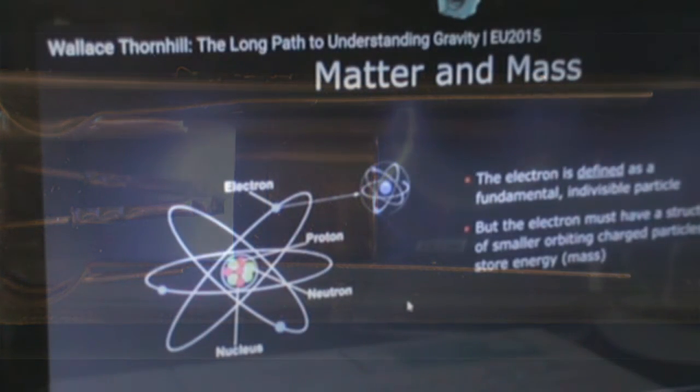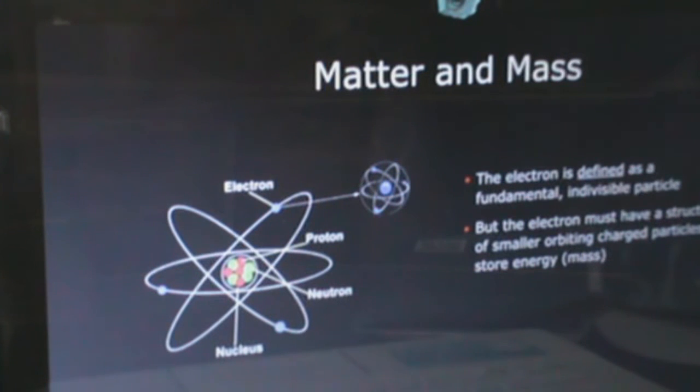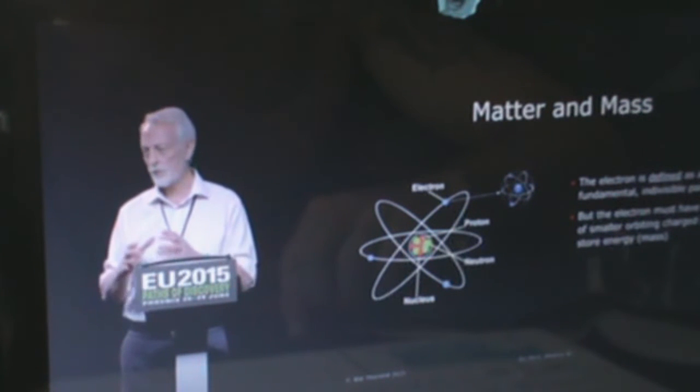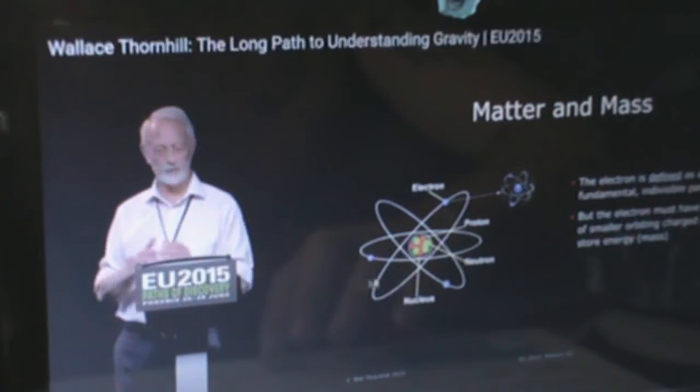Must be a composite of smaller orbiting charged particles, shown here in blue, to store energy. The energy is stored by the motion of those charged particles with respect to one another, and also with respect to all other particles in the universe.